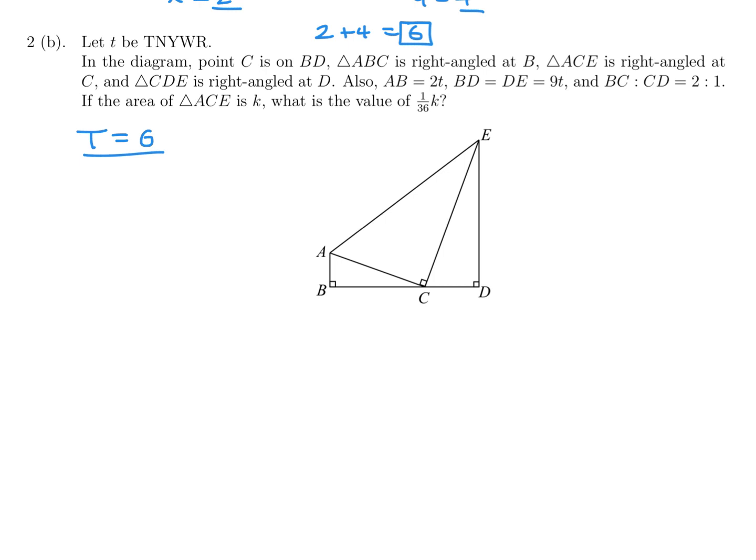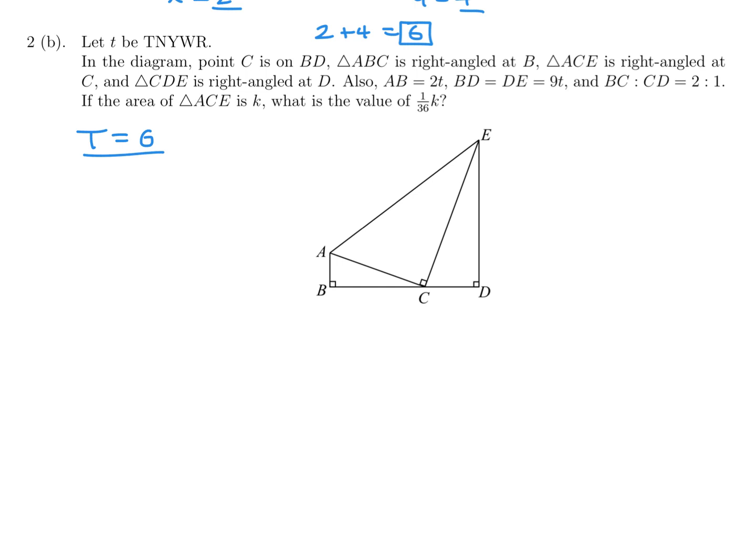In the diagram, point C is on BD. Triangle ABC is right angled at B. Triangle ACE is right angled at C. If triangle CDE is right angled at D, and AB is 2t, and BD is equal to DE is equal to 9t, and the BC-CD ratio is 2 to 1, and the area of triangle ACE is K, what is the value of K over 36?